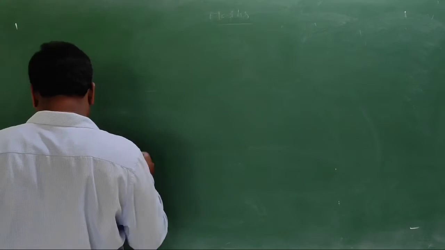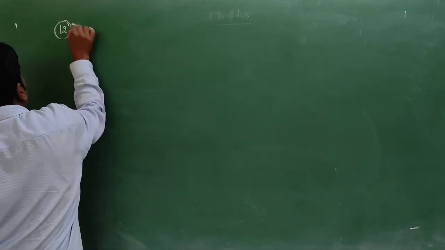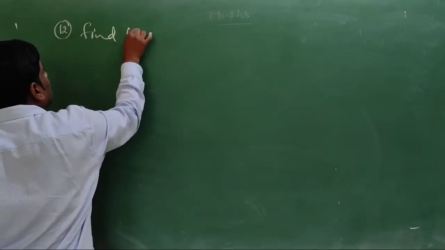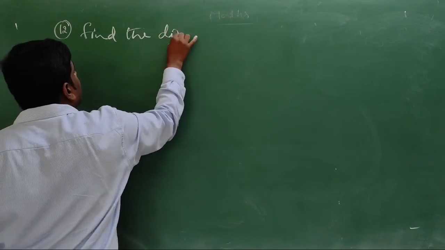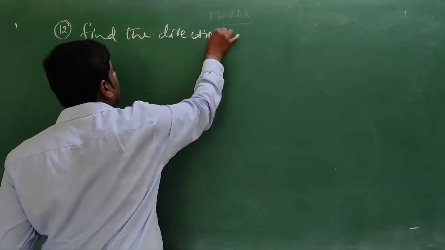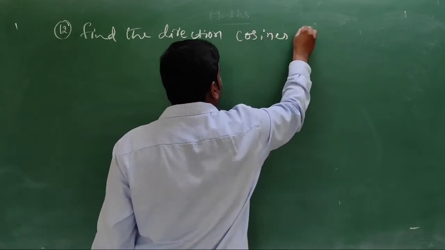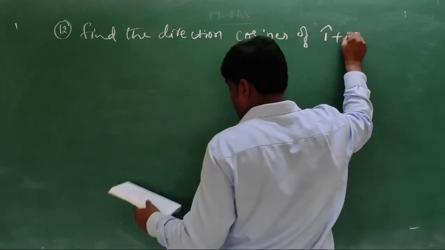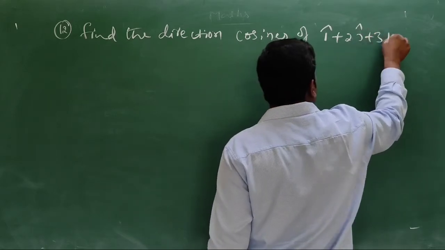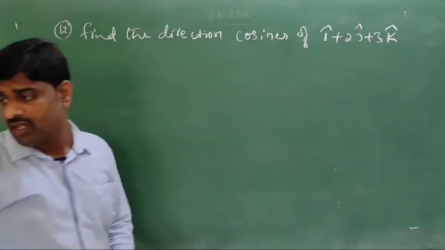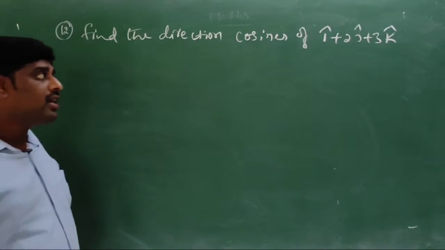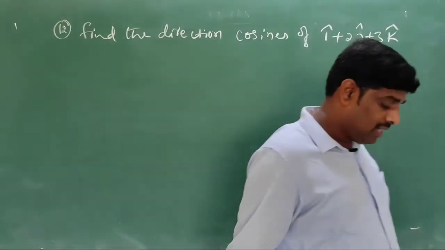Come to the 12th one. What is the 12th problem? Find the direction cosines of i cap plus 2j cap plus 3k cap. Already I told you about direction cosines of a vector.